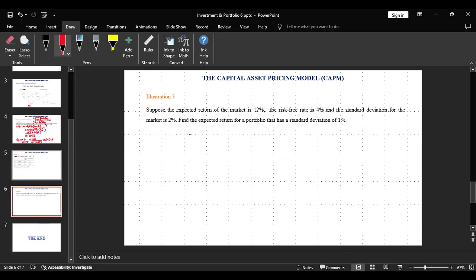So what are we solving here? Please be fast. Based on the question, what are we solving here? Capital market line. Okay. We are solving capital market line. And there's the formula for capital market line.